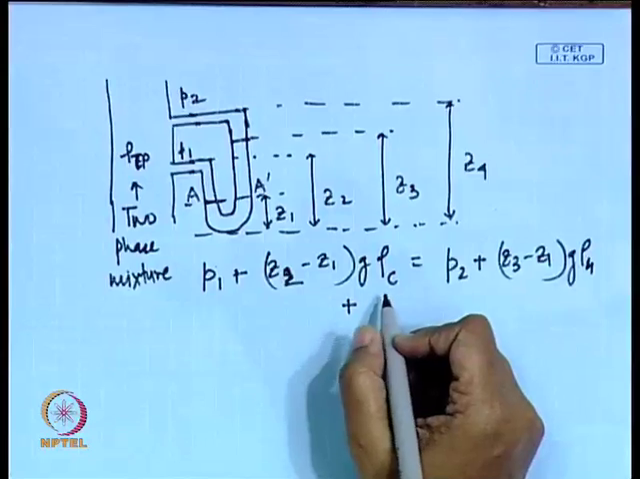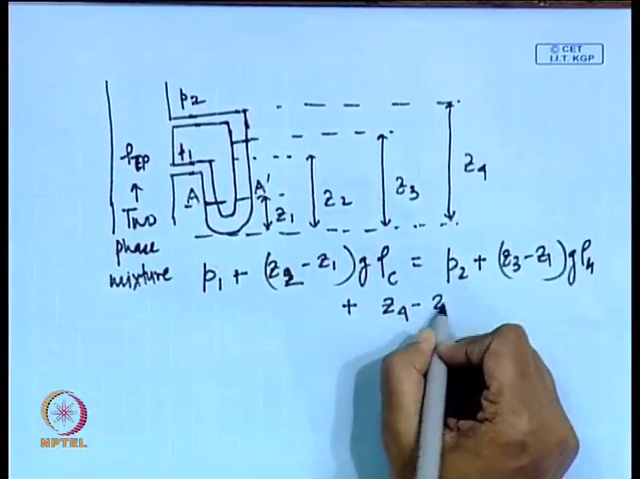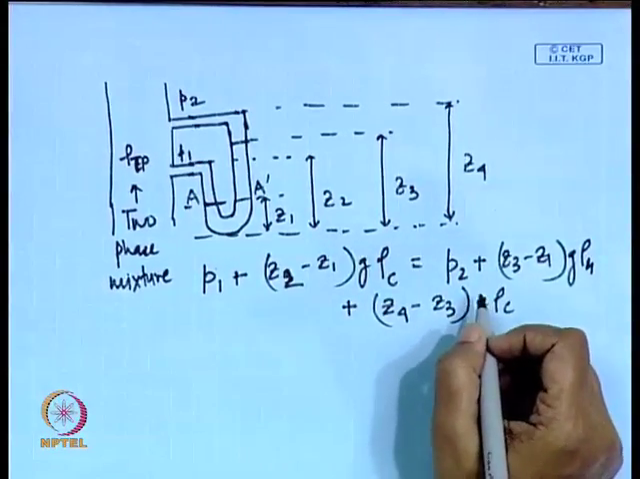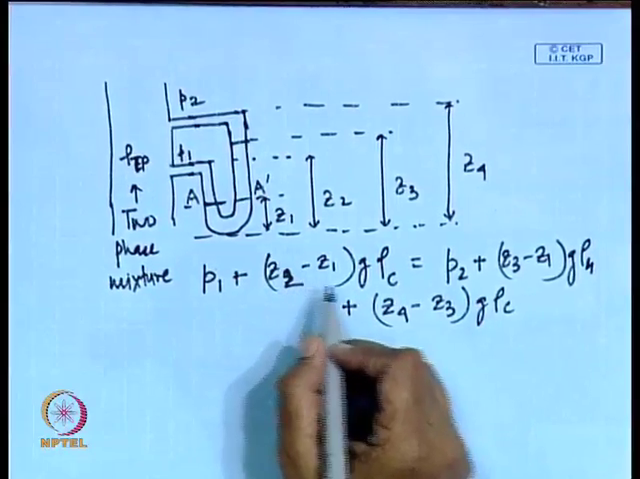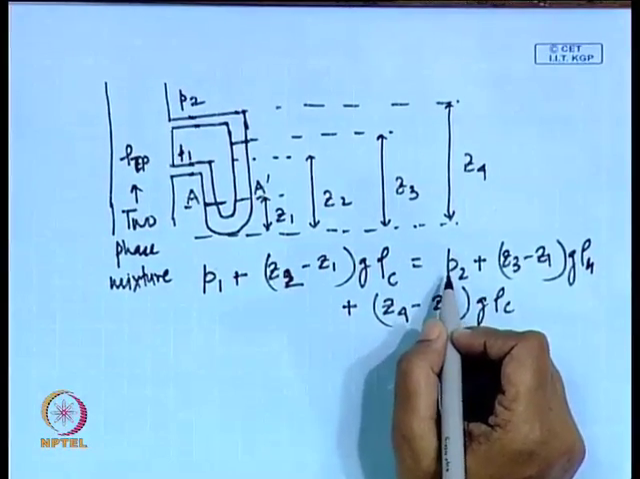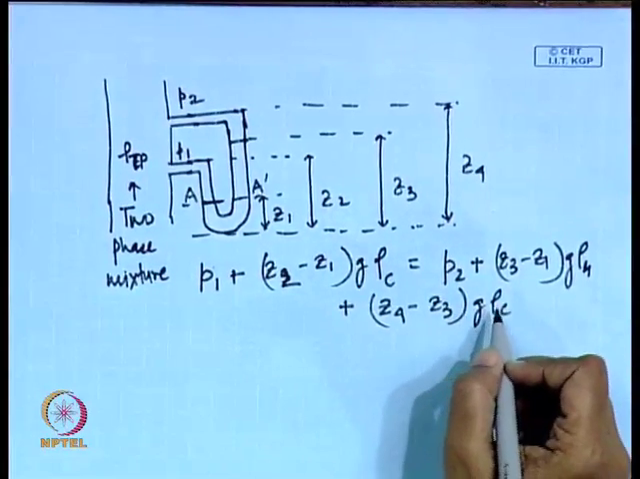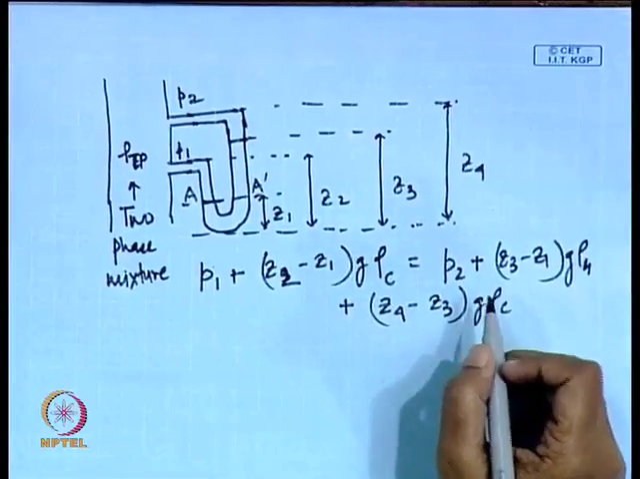plus Z 4 minus Z 3 G rho C. Just let me check up. This is P 1 plus Z 2 minus Z 1 G rho C. This is equal to P 2 plus Z 3 minus Z 1 G rho M plus Z 4 minus Z 3 G rho C. Is it Z 4 minus Z 3? Yeah, it's all right. Okay.